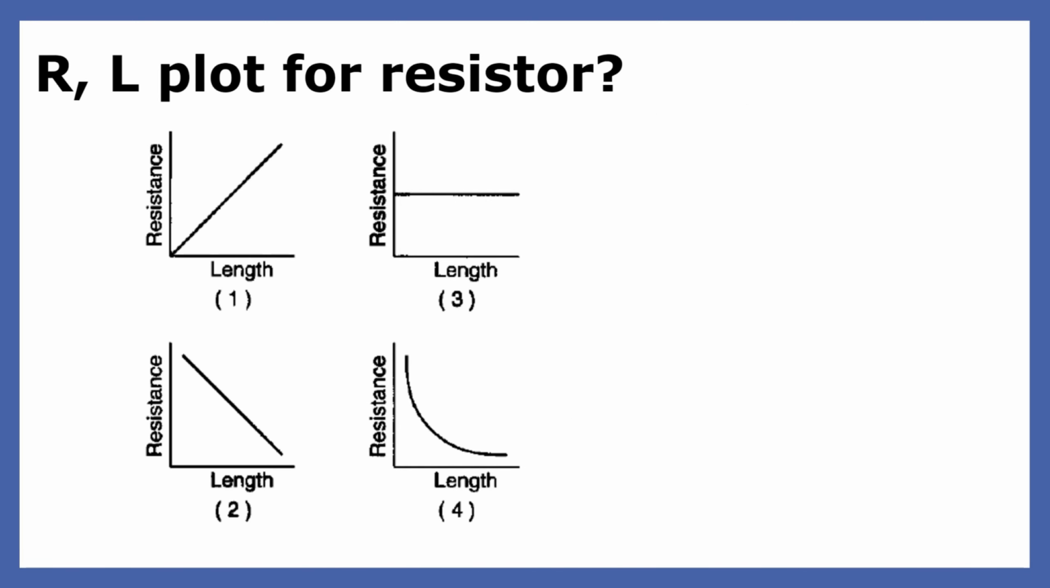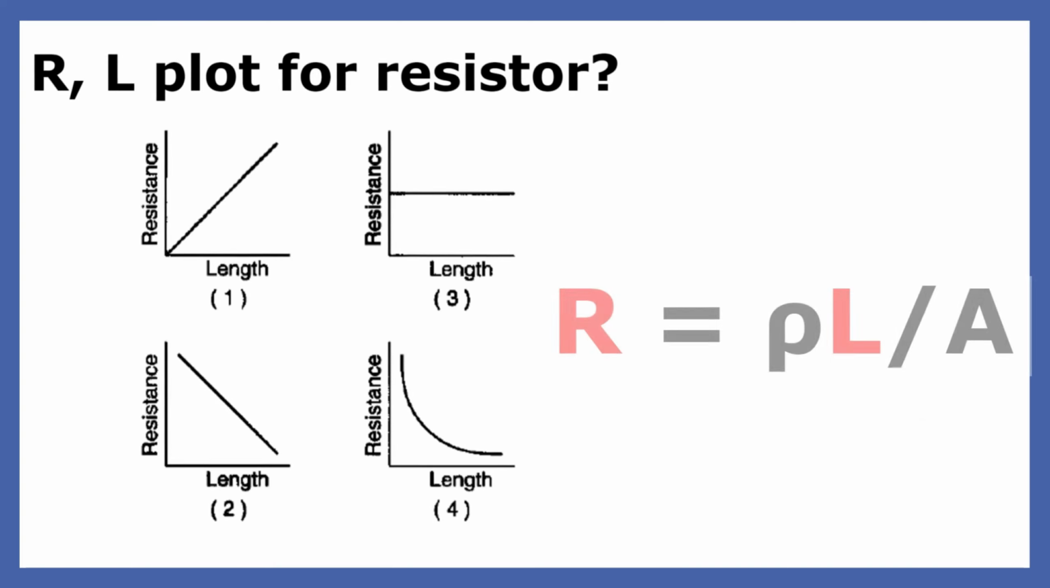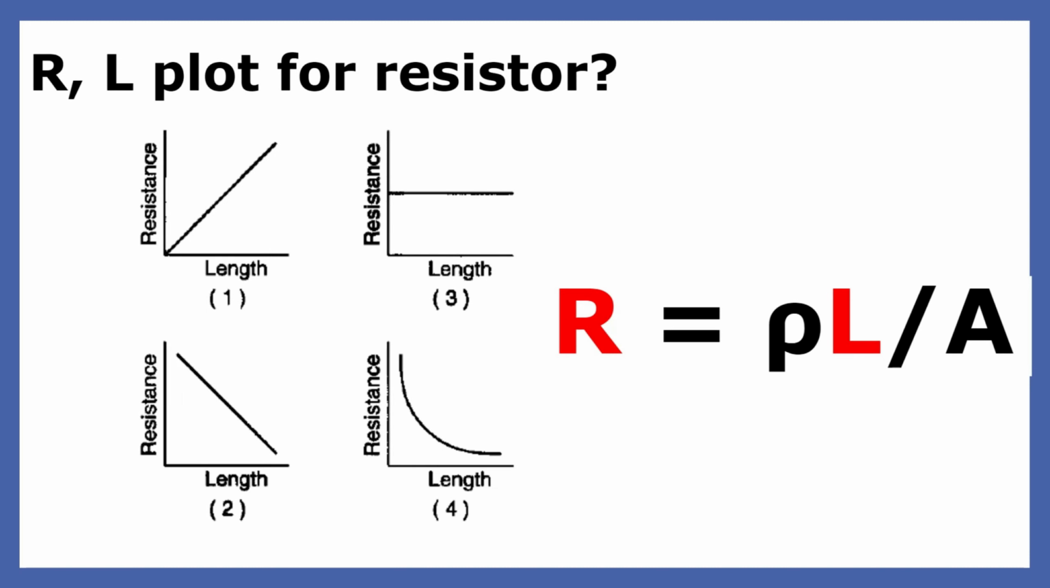Which plot correctly shows the relationship between resistance and length? The answer is choice 1 because resistance and length have a direct relationship.